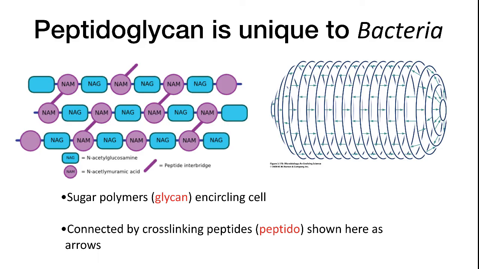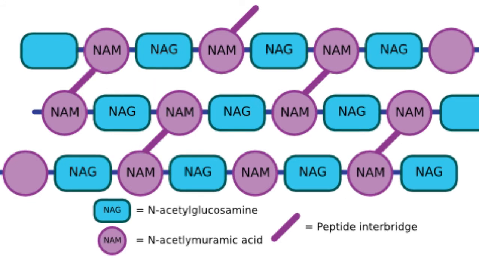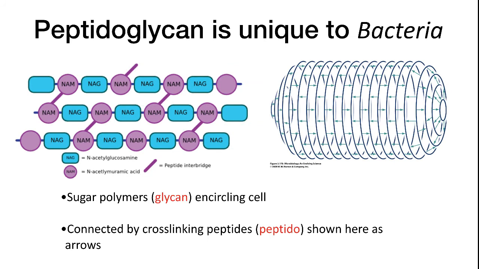Peptidoglycan is formed of two sugars, N-acetylglucosamine, or NAG, and N-acetylmuramic acid, or NAM. These two polymers polymerize together end to end to form long chains, and each chain is then cross-linked to other chains by peptide interbridges made of amino acids. So you can see where the name peptidoglycan comes from, because it contains peptides and it contains these sugar glycan molecules.